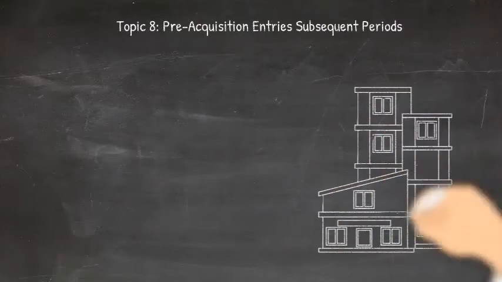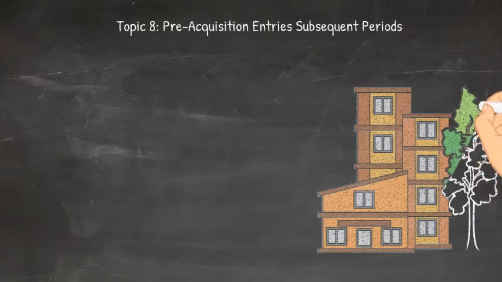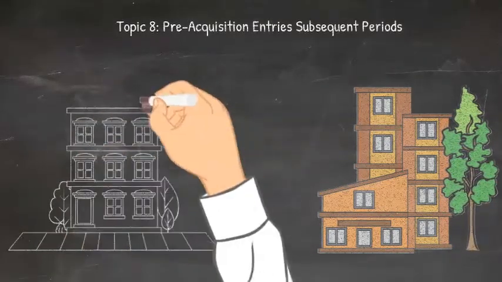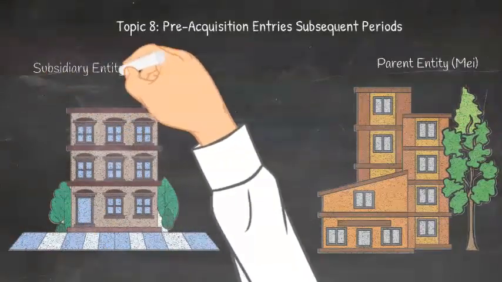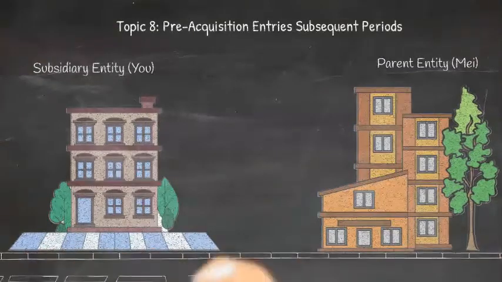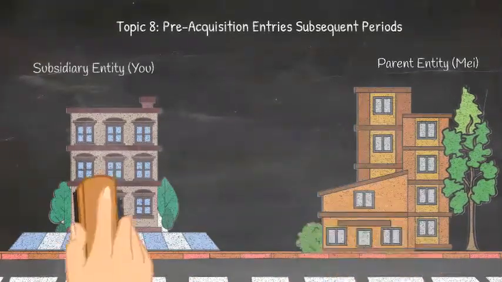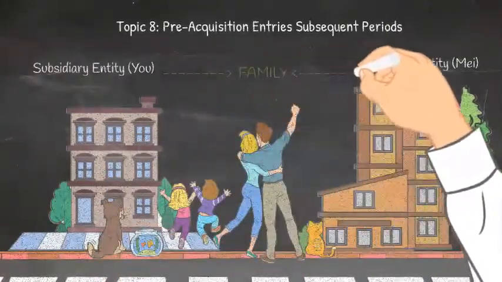In Topic 7, we learned about acquisition analysis. We learned how to prepare consolidation adjustment entries at the date of acquisition, which was when I acquired your business and we became a family. In this topic, I'll show you how to prepare consolidation adjustment entries, pre-acquisition entries, in subsequent periods by assuming that it's now at least a year since I acquired your business.